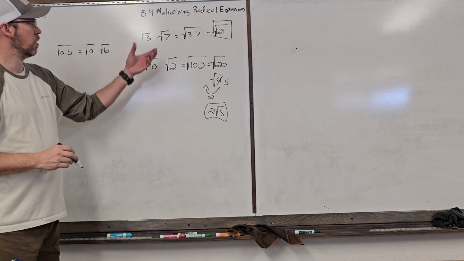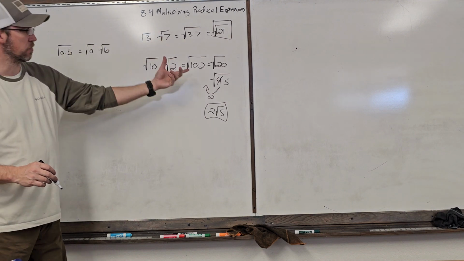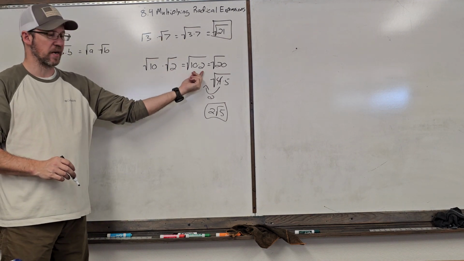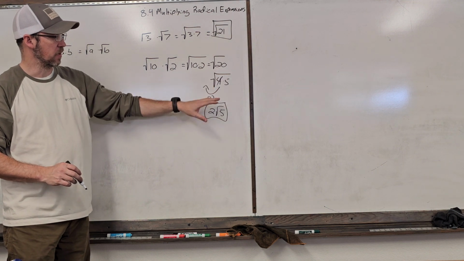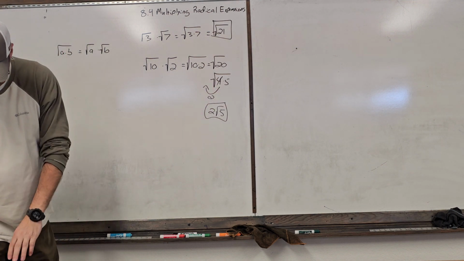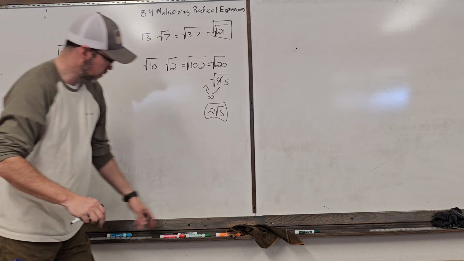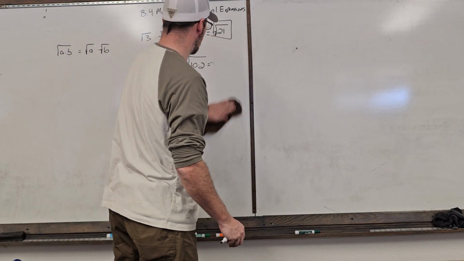All right, so when I'm multiplying radical expressions, I'm just bringing them all under one radical, getting whatever I'm going to get for a product in my radicand, and then reducing or simplifying it. All right, let's look at one that maybe looks a little more complicated.